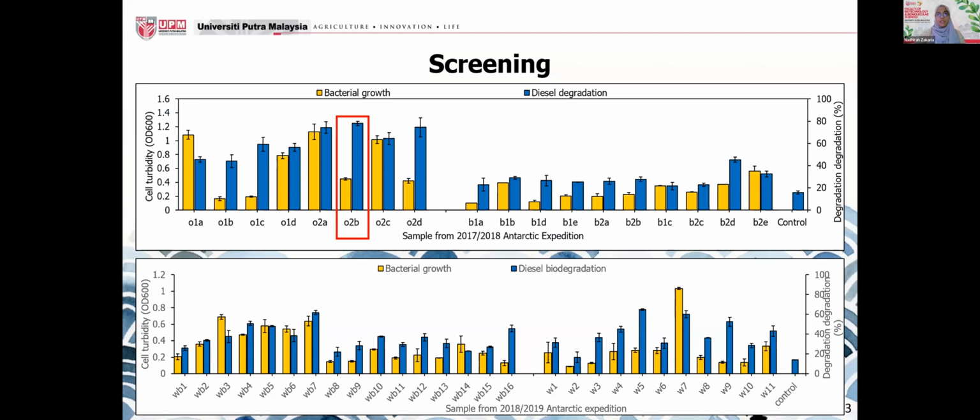So for my project, seawater samples were collected over the course of 2 expeditions to Antarctica, specifically at Base Bernardo O'Higgins in the Antarctic Peninsula. Samples were collectively screened for diesel degrading abilities before proceeding to the optimization of growth and diesel degradation, using one factor at a time and proceeding to response surface method. Based on the highest percentage of diesel removal after a period of 7 days, sample O2B, which can be seen in the red box, was selected, originating from uncontaminated surface seawater within a 3-kilometer radius of said research station.